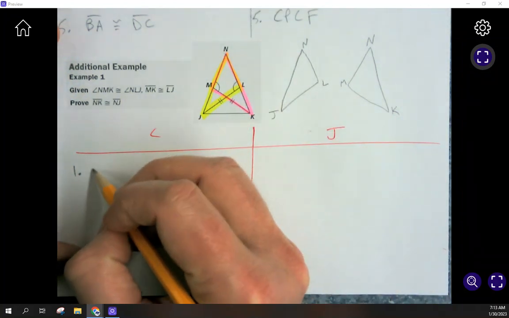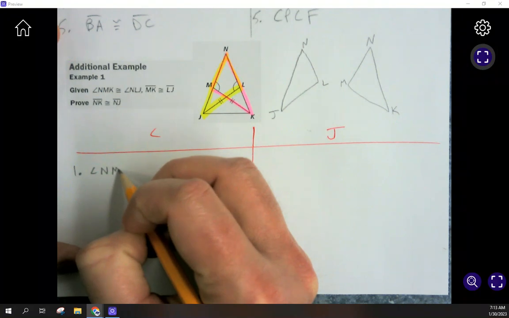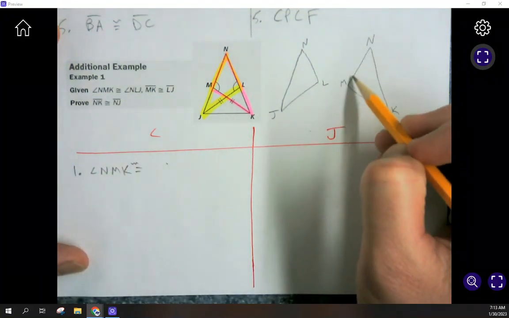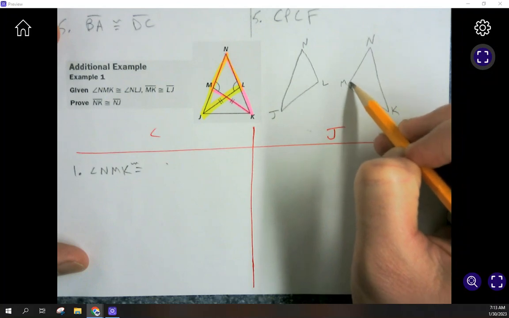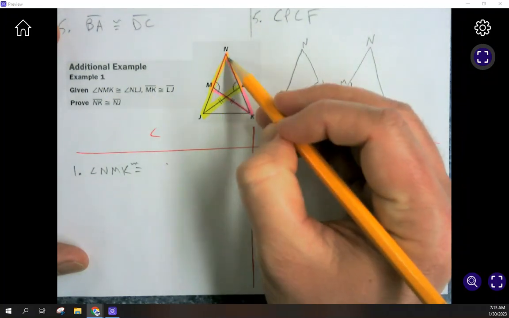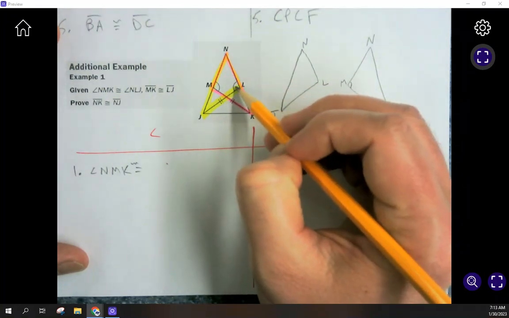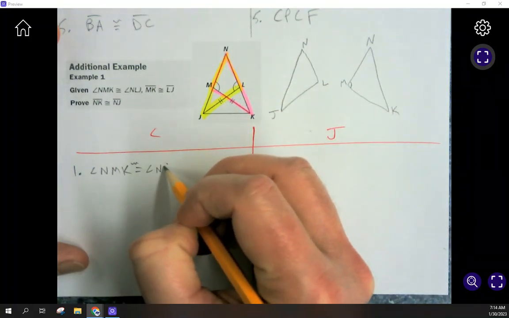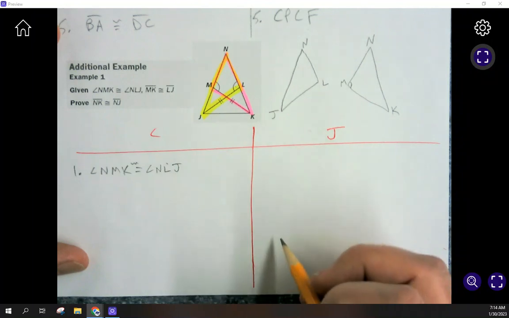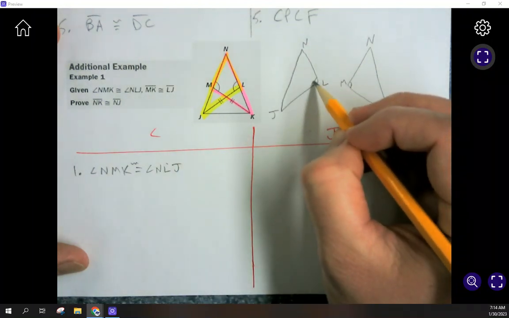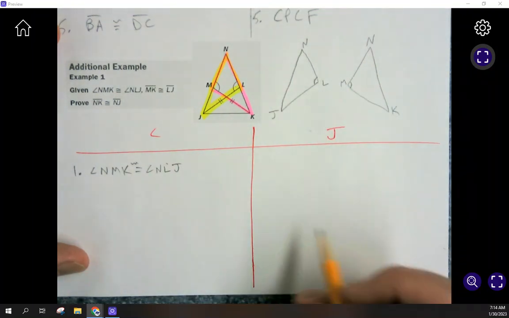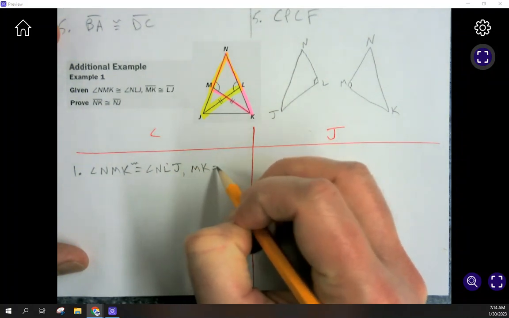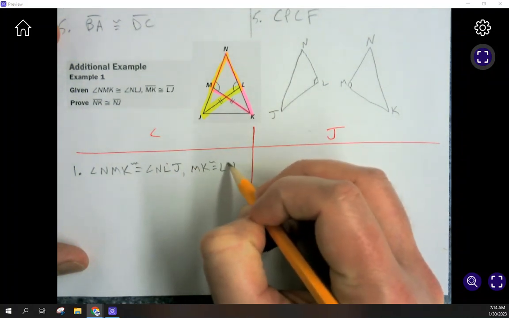So we start with angle NMK, which we can find right here, this one, which is marked in the picture. And so it's already marked for us, is going to be congruent to angle NLJ. But let's mark it in our secondary picture here. And we also know MK is congruent to LJ.